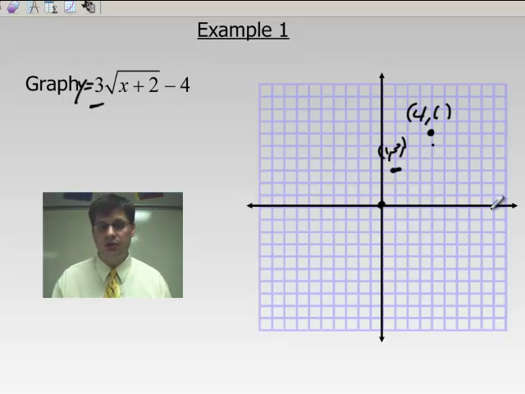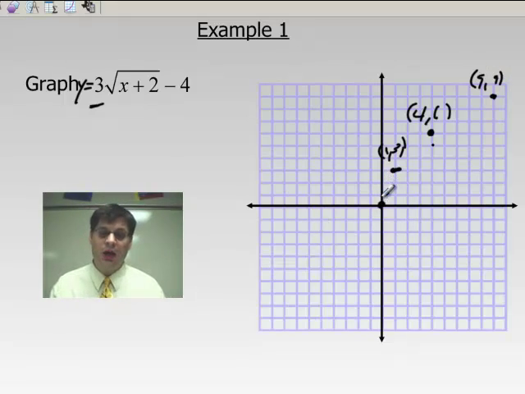And I can do one more. We can do 9. So, counting 1, 2, 3, 4, 5, 6, 7, 8, 9. The square root of 9 is 3, but we multiply that by 3, so that's going to give us 9 here. So when I stretch that, that's going to be (9, 9).